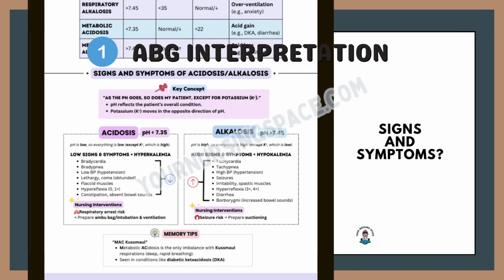So as pH goes up, your patient goes hyper, while as pH goes down, so does your patient, except potassium. So for any acidosis, whether respiratory or metabolic, your pH is going down, which means your patient goes down too, leading to their heart rate going down, blood pressure going down, lethargy, and constipation. But for potassium, it is opposite, so you experience hyperkalemia. What about alkalosis? Alkalosis means your pH goes high, meaning your body goes high too, which means you experience symptoms like tachycardia, tachypnea, hypertension, and seizure, except potassium, which goes opposite, so hypokalemia.